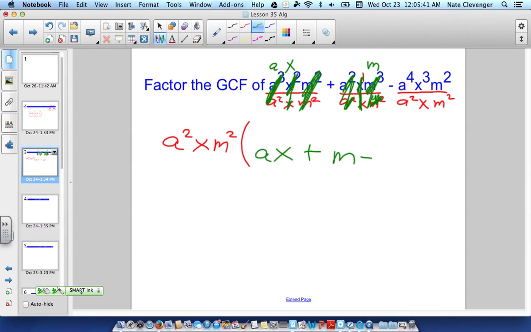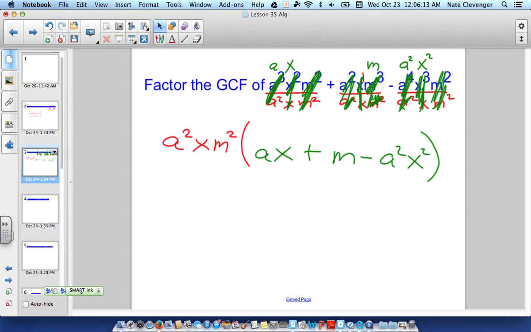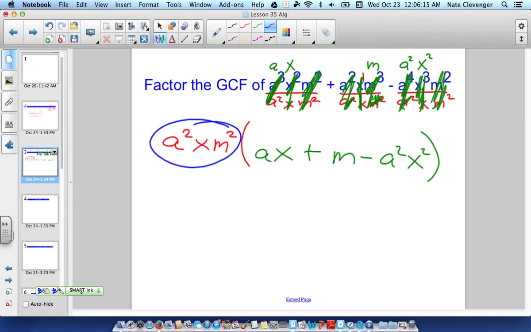Then I have a minus sign, and I'm going to cancel out here. I have an a squared on the bottom, so that cancels with 2 of the 4 on top, and I'd still have an a squared on top. My 1x on the bottom cancels with 1 of the 3 on top, leaving me with x squared. And then my m squared and m squared cancel, so what I have left is a squared x squared. If you redistributed this greatest common factor through, and I'm not saying to do this, but if you did, that would be a way of checking it.